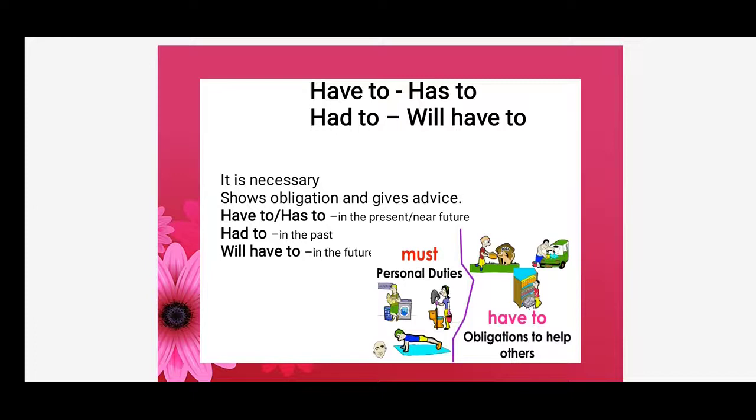Now what is the difference? Must we use for personal duties. So suppose we can say you must read newspaper daily, so that means that work you must do yourself daily. And next is you must clean your room, you must take exercise, so these are for personal duties. Whereas have to means obligation to help others. When you have a kind of duty and you have to help the others, like you have to give food to the dog, you have to wash your father's car, or you have to do shopping for your family. So that is the difference.